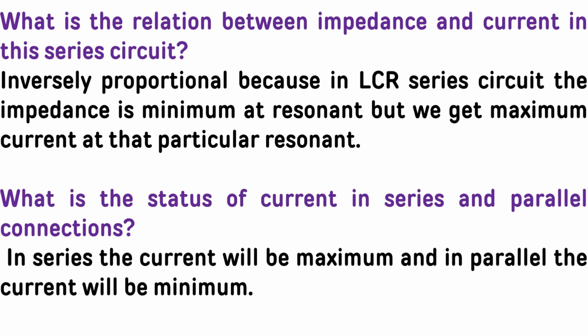What is the relationship between impedance and current in the series circuit? Inversely proportional, because in an LCR series circuit the impedance is minimum at resonance, but we get maximum current at that particular resonance. What is the status of current in series and parallel connections? In series, the current will be maximum, and in parallel, the current will be minimum.